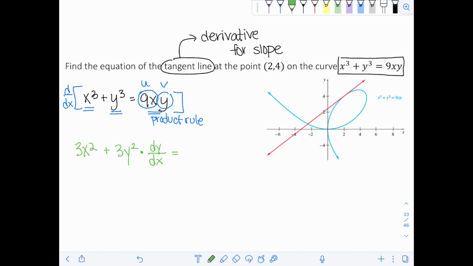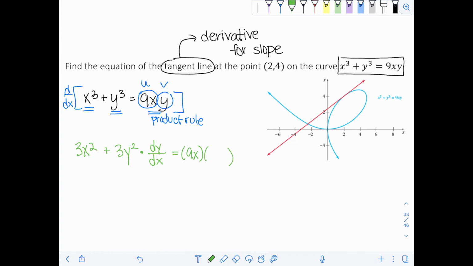Equals, now let's use the product rule. For the product rule, I don't know which one you've been starting with. Because it's addition with the product rule, it doesn't matter which one you do first. So let me just start with the 9x. I haven't done anything with it, so I just left it as a 9x.